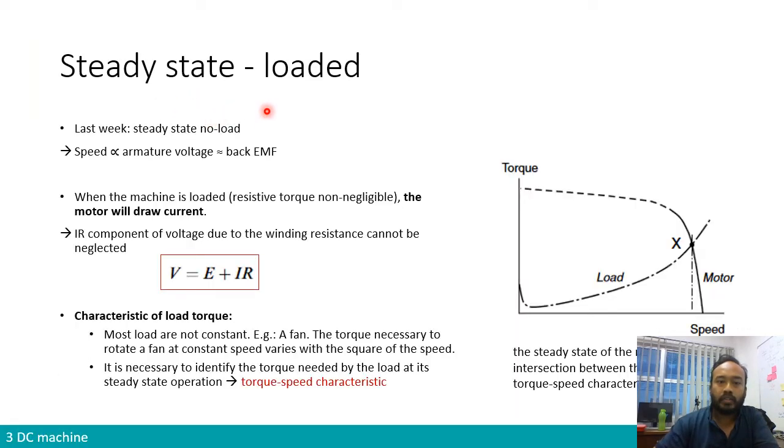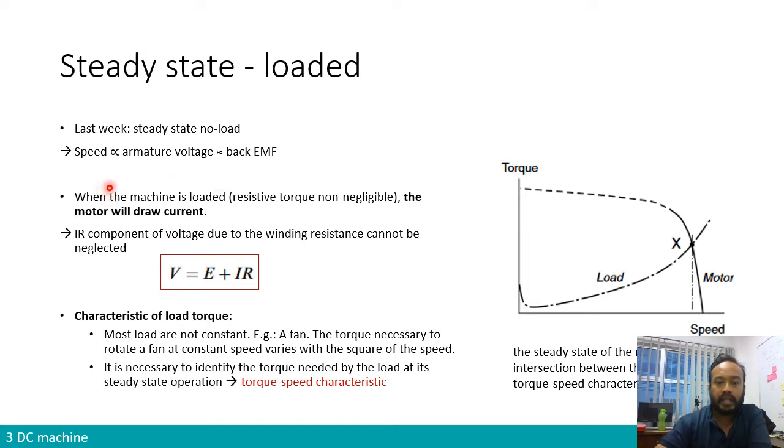Steady state, loaded. Last week we discussed steady state when we don't have any load. Basically, the only load we could observe was due to the friction of the shaft, for example with the bearing, and sometimes it can be neglected. So we say that there is no current; the current circulating inside our armature circuit is close to zero.